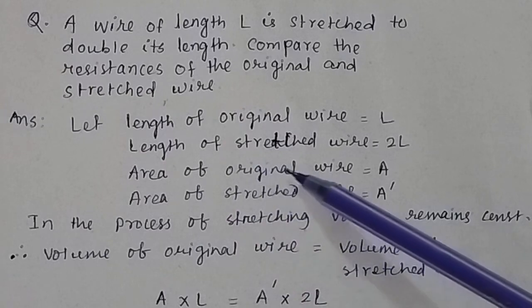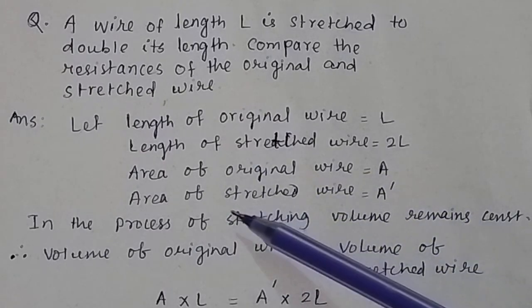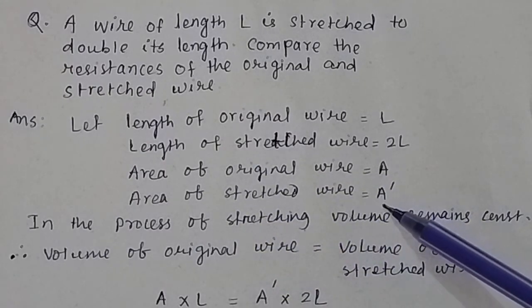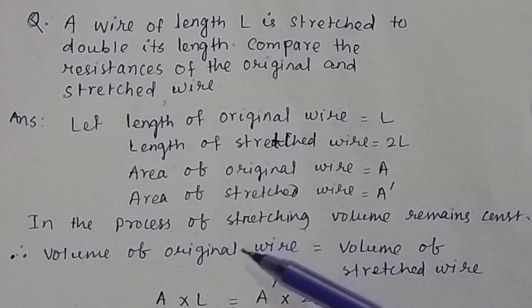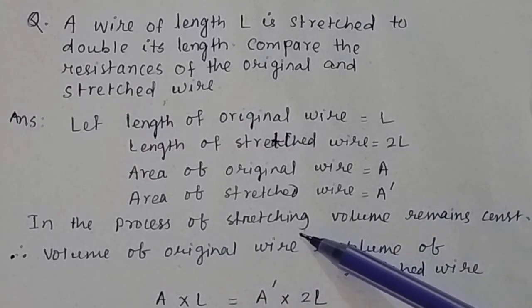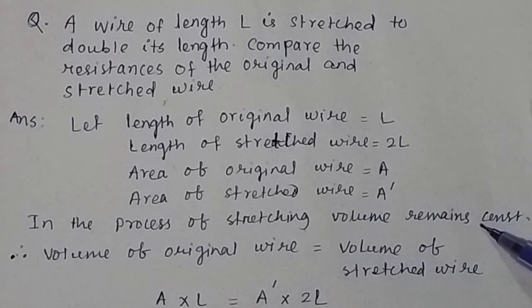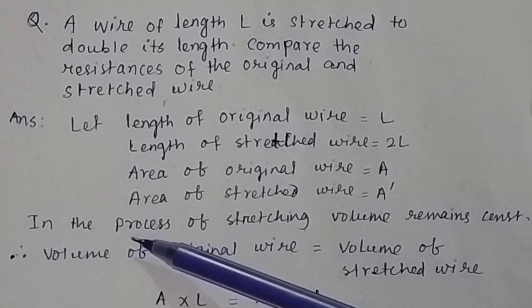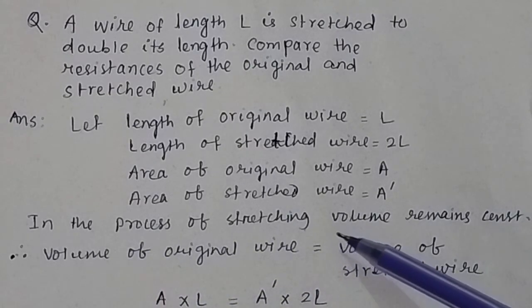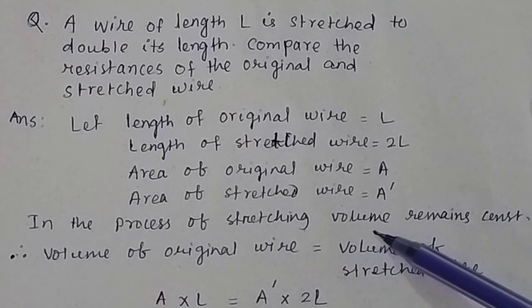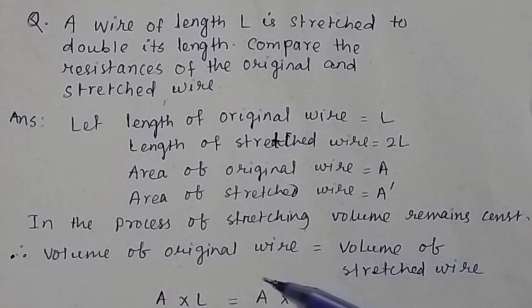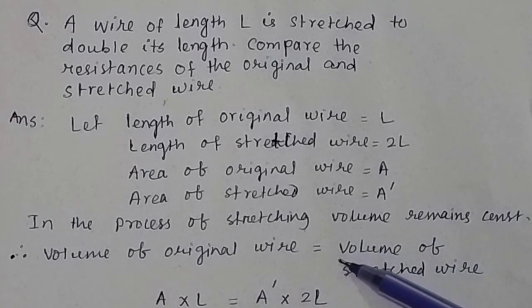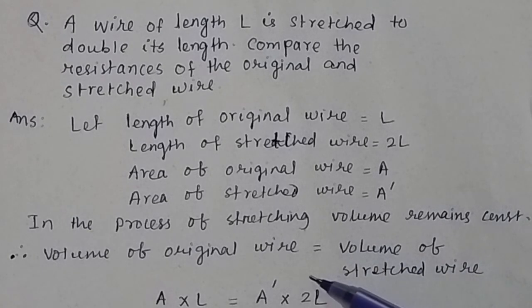Suppose the area of the original wire is A and the area of the stretched wire is A dash. We know that in the process of stretching, volume remains constant. You have to remember this, the physics of stretching: what remains constant? The volume remains constant. So the volume of the original wire must be equal to the volume of the stretched wire, because in the stretching process volume remains constant.